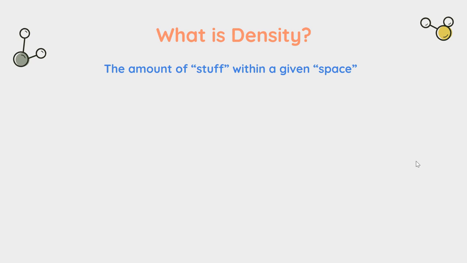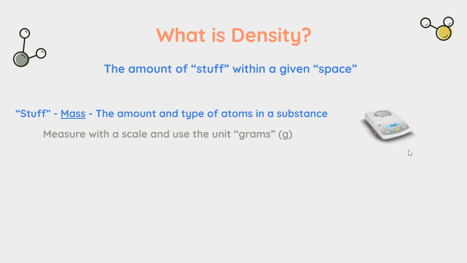So, in density, when we talk about stuff and space, the stuff is really the mass. And this is the amount and type of atoms in a substance. How many atoms there are in that substance will correlate to how much mass there is. The more atoms, the more mass. We usually measure mass with a scale, as seen on the right here, and we use the unit grams, abbreviated with this small g, this lowercase g.